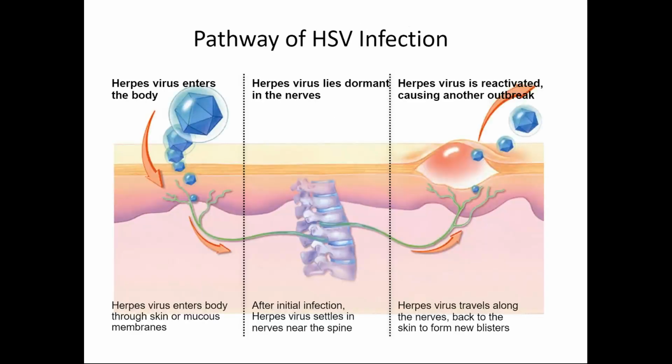This is a busy slide showing the pathway for HSV infection. Basically, the virus enters the body through skin or mucous membranes. There it homes to the nerve tract and settles in nerves near the spine. And then it can be reactivated, where the virus travels along the nerve back to the skin where it forms a new blister.